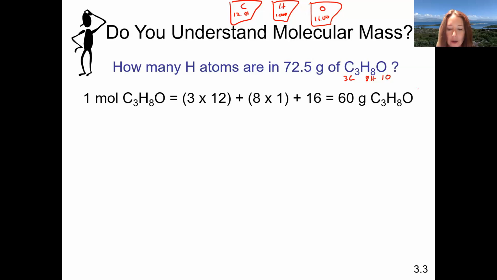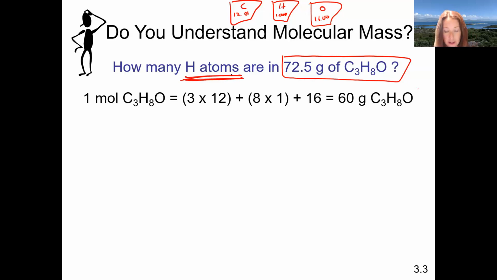Now, I want you to notice something. Do you see how they're giving us grams of C3H8O, but they're asking for hydrogen atoms? Hopefully you've learned this before. If not, this is a mole ratio. Whenever they're giving you something and asking you for something else, you're going to have to do a mole ratio between the two. In chemistry, the only way you can go from something to something else is a mole ratio.